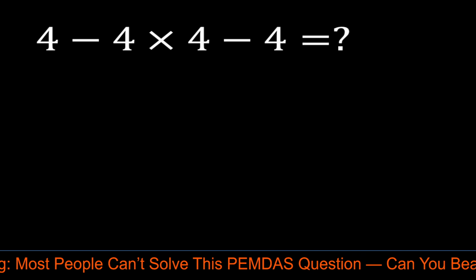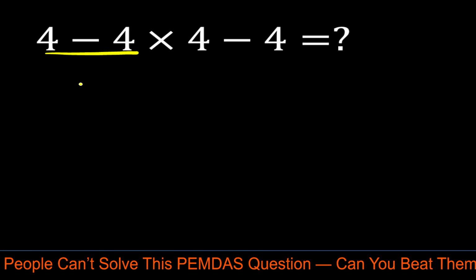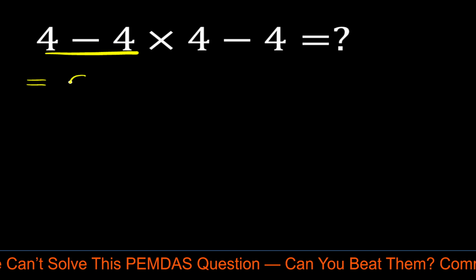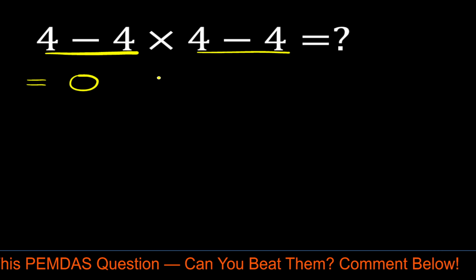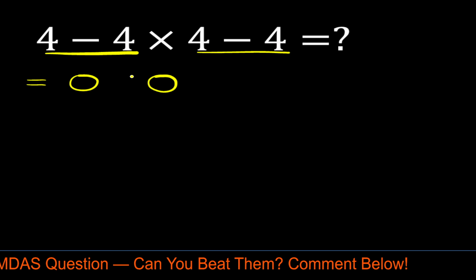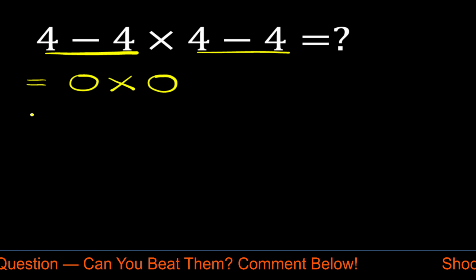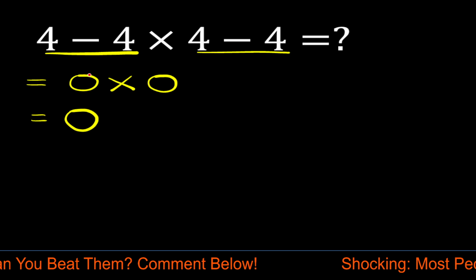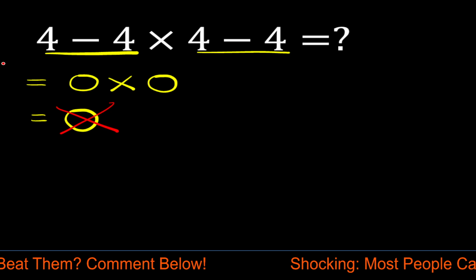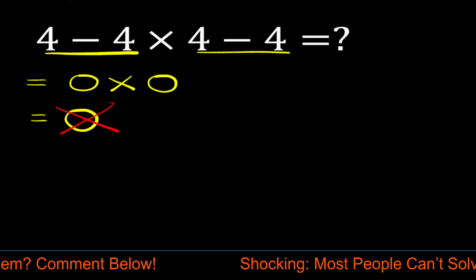So 4 minus 4 is equal to 0. Then again 4 minus 4 is equal to also 0. Now 0 times 0 is equal to 0. But this answer is not correct. This answer is completely wrong.